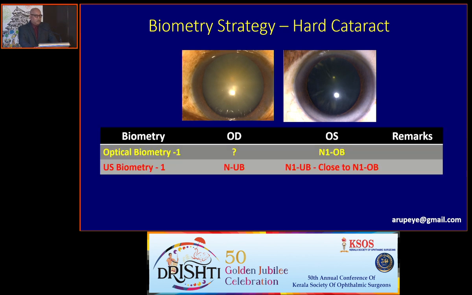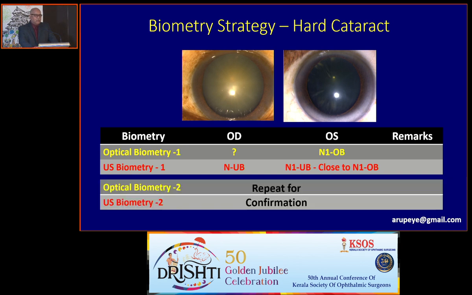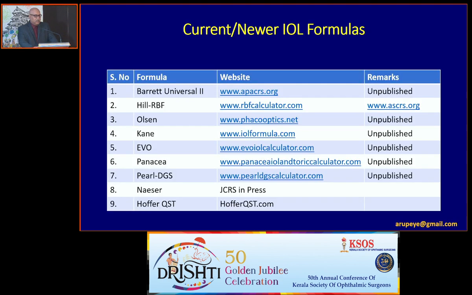So this is what I do: right eye, left eye. In the left eye, I could use the optical biometry and got a value. Ultrasonic biometry was done for both eyes. And then I look for a concordance of the optical biometry value and the ultrasonic biometry value in the left eye, or sometimes in a pseudophakic eye. And if they're more or less similar, I know that the biometric evaluation has been done properly, and it is again confirmed by a repeat test.